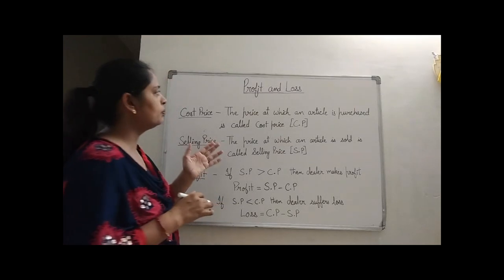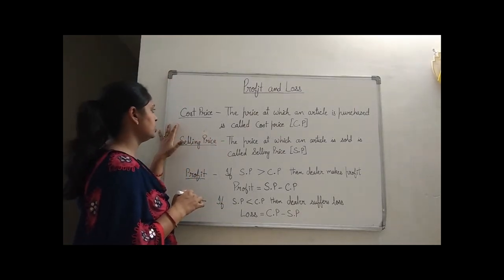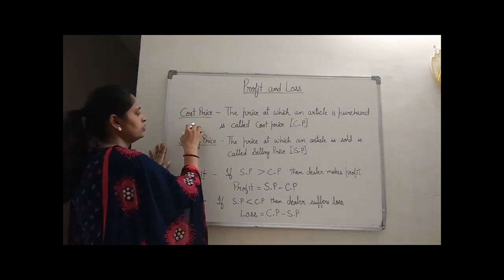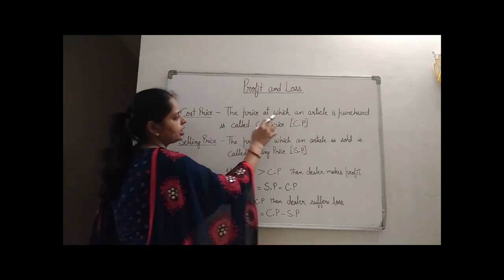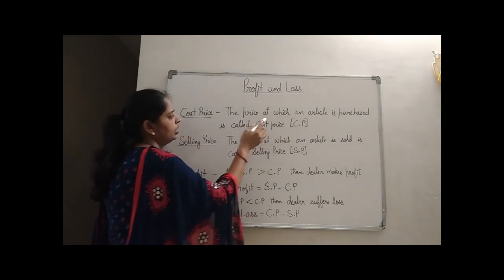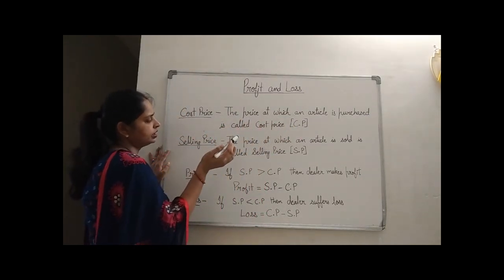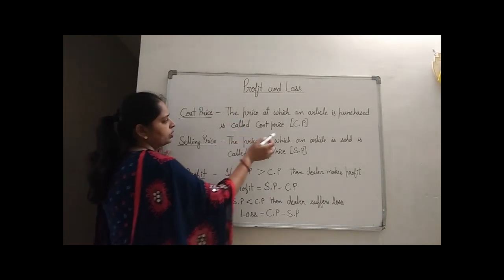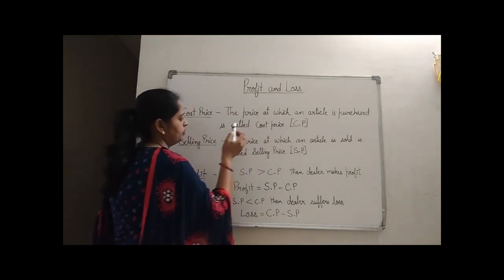Before starting with the topic profit and loss, we should know about some of the terms, that is cost price. What is cost price? The price at which an article is purchased. Like a shopkeeper is purchasing that article, so that price is known as the cost price for the shopkeeper.